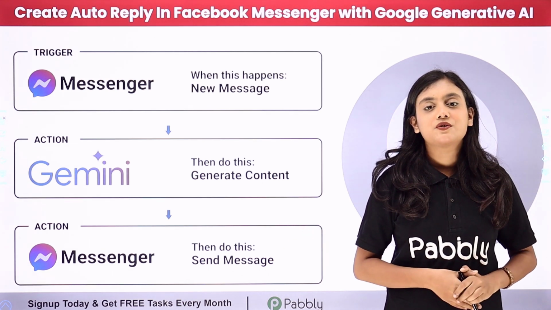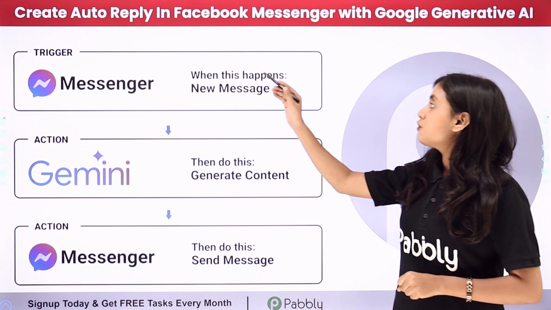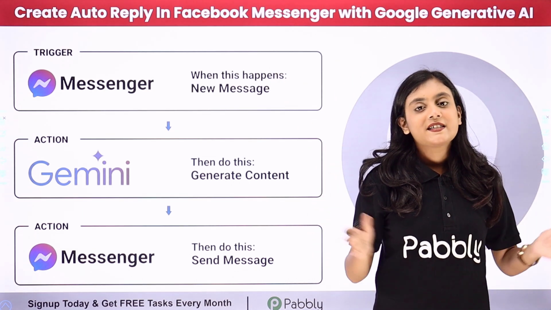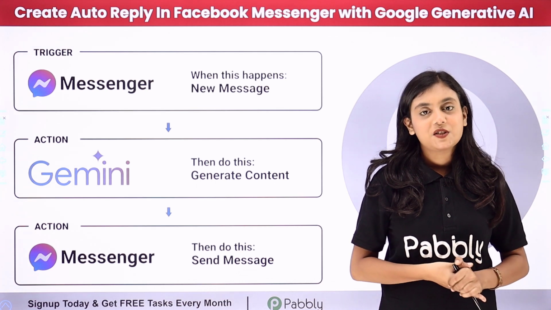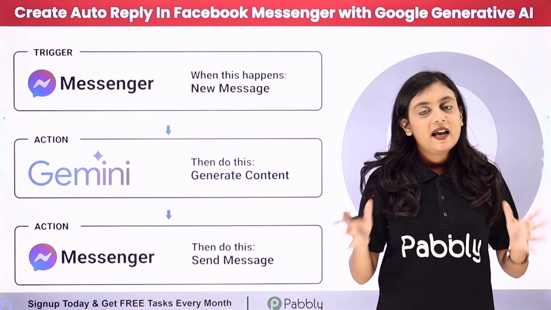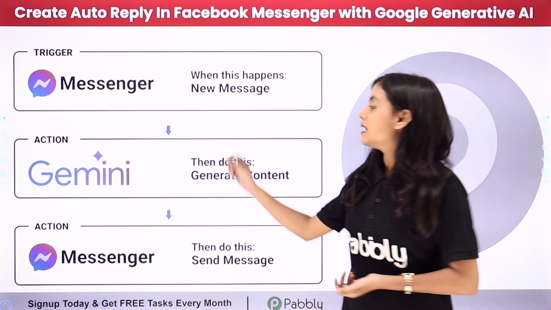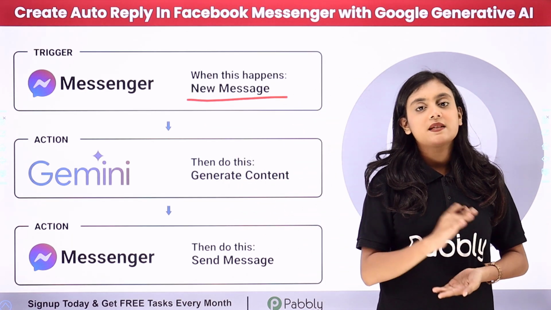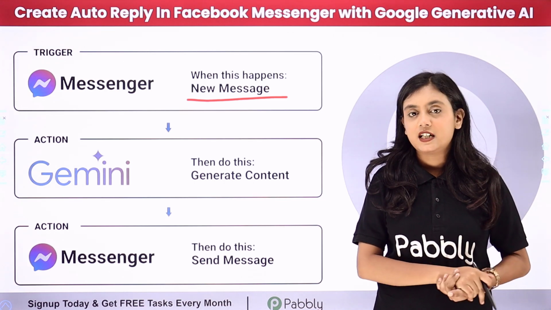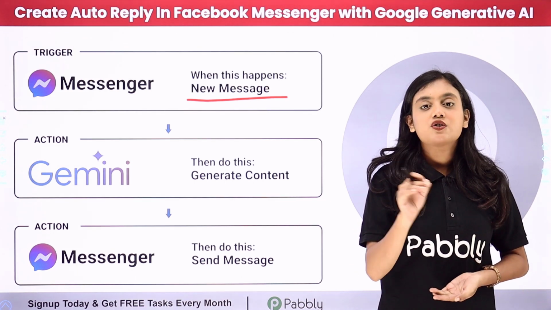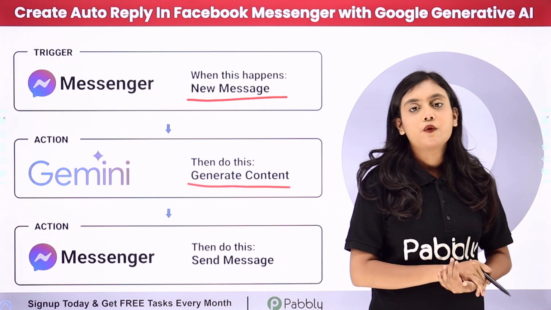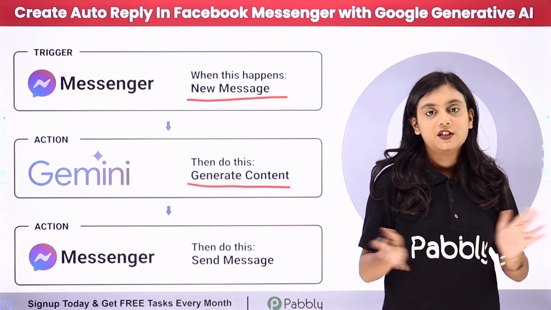In this video, we're going to learn how to create auto reply in Facebook Messenger with Google Generative AI. So I'm an owner of a business and my objective is that as soon as any of my customers ask any queries or questions related to my business and send a message on my Facebook Messenger on my Facebook page, automatically an answer to that question should be generated first with the help of Google Generative AI, that is Google Gemini.